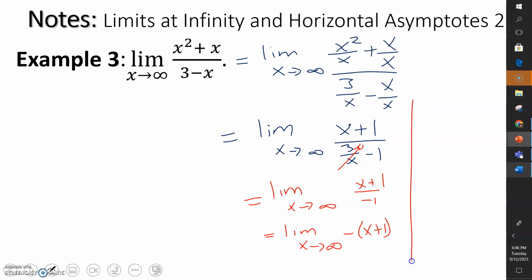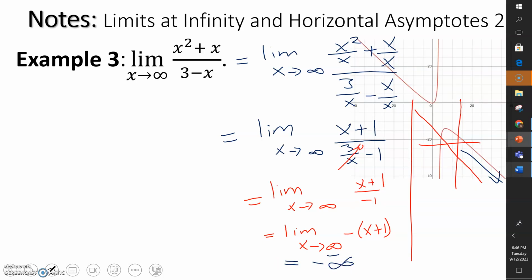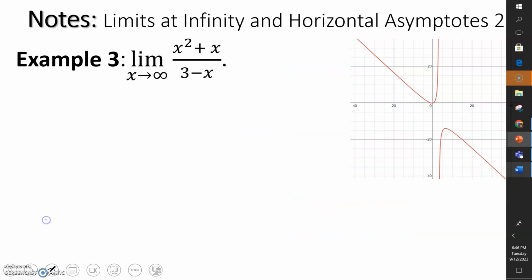Now we note here that the graph of negative x plus 1 looks something like this, and that if we approach infinity, we will notice that our function goes down to negative infinity. And if we look at the actual graph, we can see that.